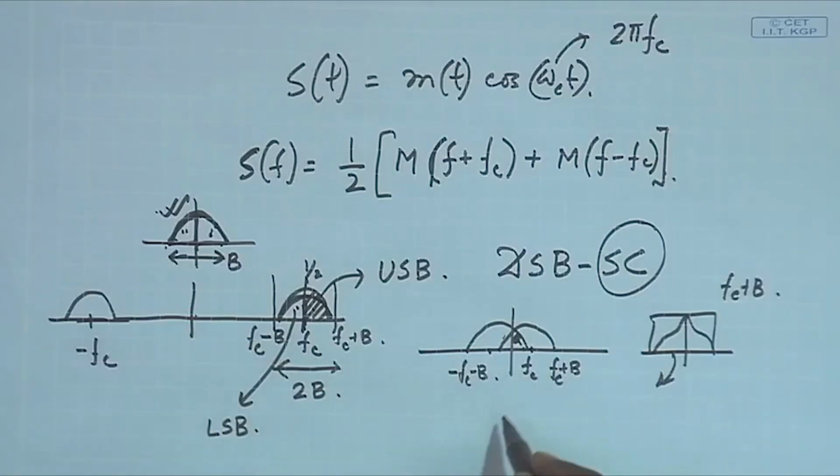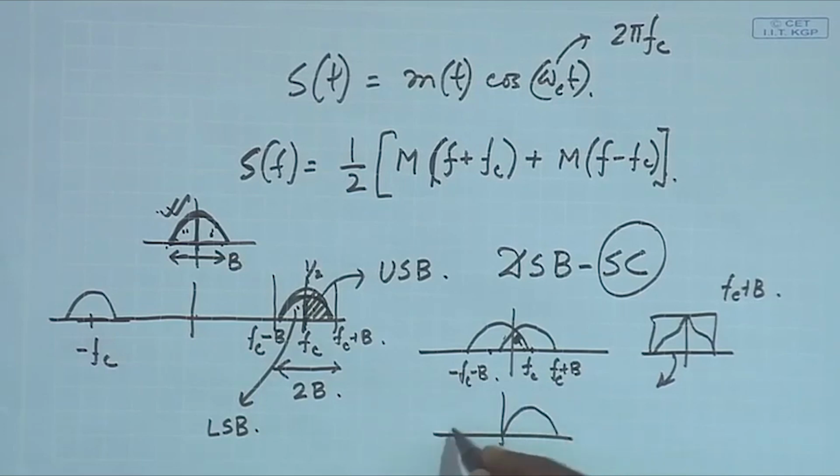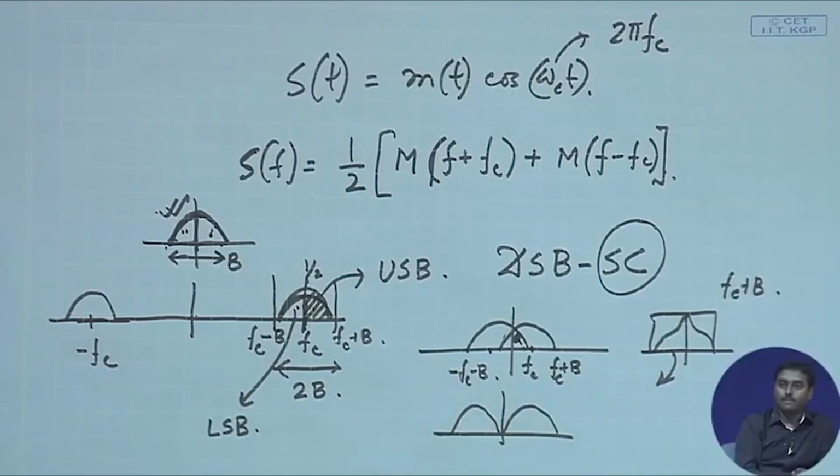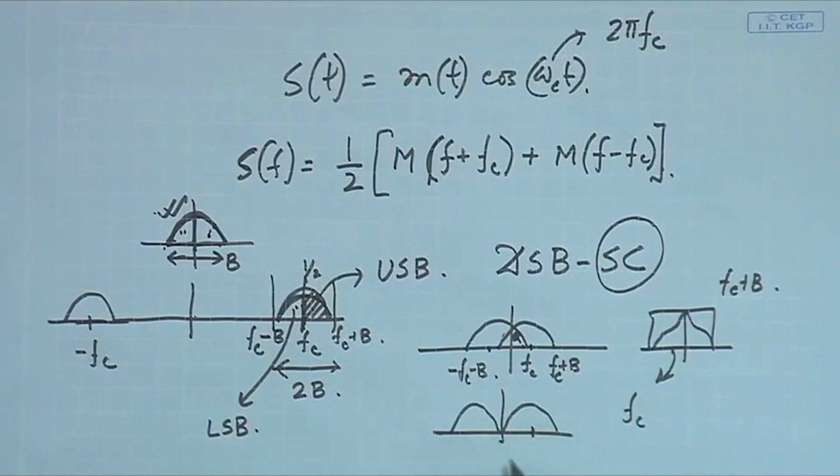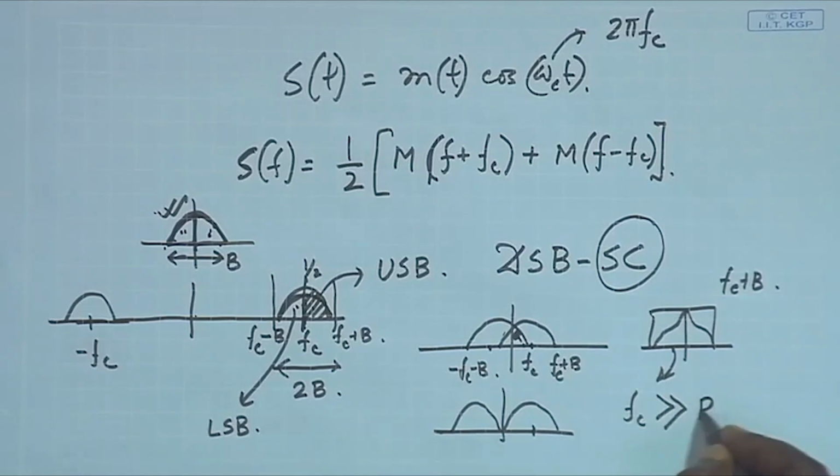Therefore, if I don't wish to have distortion, I should at least ensure that whenever I put them, they are separated. That means this fc must be bigger than the b, and generally it should be much bigger than the b. That is a criterion which has to be satisfied. Whatever modulation you do, whatever frequency you choose for your carrier must be greater than the bandwidth of the signal.